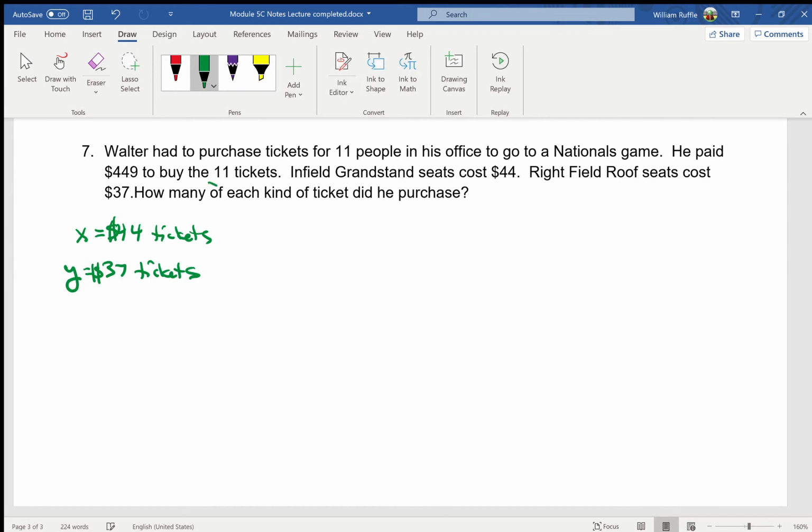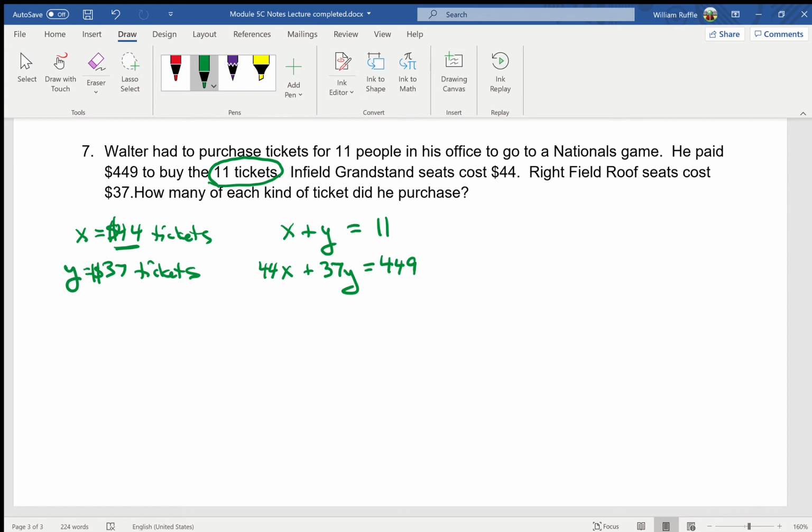Now I do know they sold 11 tickets, so that means the first equation is X plus Y equals 11. And to be honest, I don't know why, this is always the harder of the two formulas to get. Now the other one is the money. Well, each X ticket costs 44, so it's 44 times the number of those tickets, plus 37 times the number of the Y tickets, equals $449.